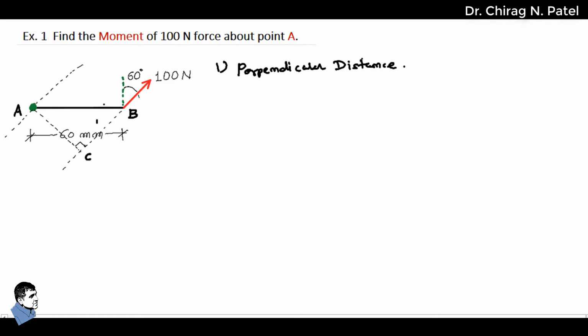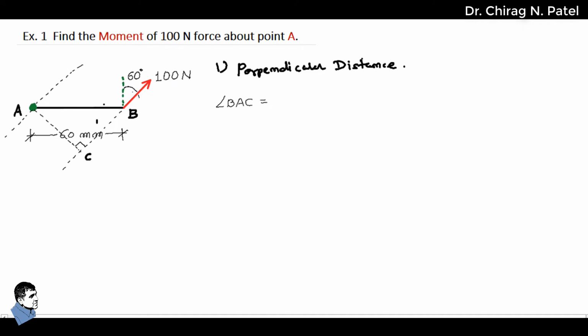So now this is the overall example. In that we are required to solve for the moment of the 100 Newton force. Now we generally know that the moment is the force multiplied by the perpendicular distance. So here our perpendicular distance is AC and the force is 100 Newton. So we need to find the distance between A and C. So first we start with triangle BAC. From the geometry of the problem, we can take the angle BAC, which we need to find out.